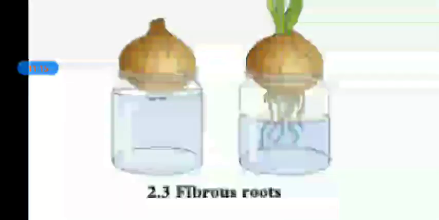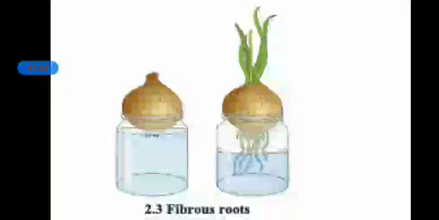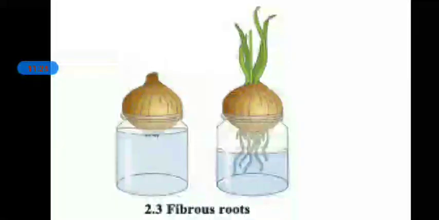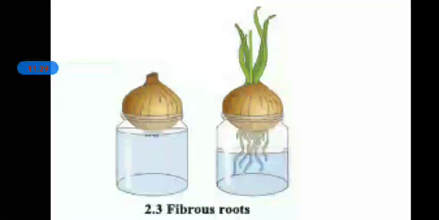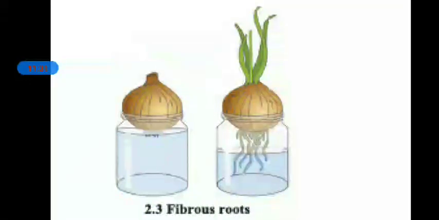For that we are going to take a jar, three-quarters filled with water, and we will keep one onion on the lid of it in such a manner that the bottom of the onion is in contact with water, and we will allow it to sit idle for 8 days. After the 8 days we find at the bottom of the onion some thread-like structures.